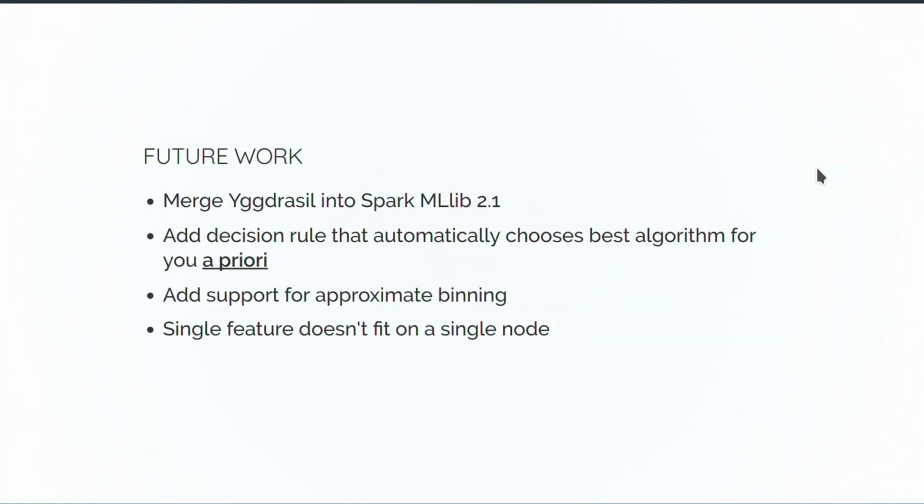There's upcoming work to merge this into Spark 2.1. We're planning on adding features to let the algorithm choose automatically whether you want to run Yggdrasil or whether you want to run PLANET. We're also looking to add approximate binning to further cut down our computation costs. And we're also adding support for when a single feature does not fit on a node.